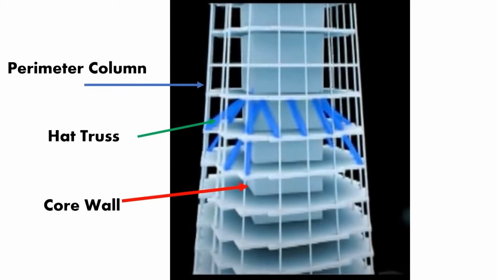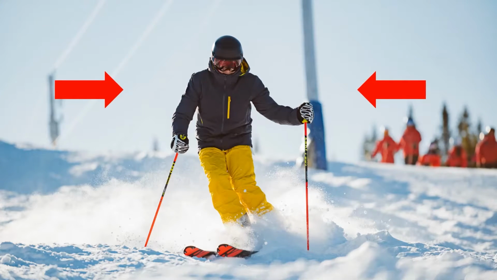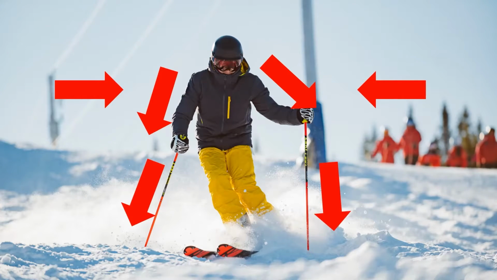To take lateral load, engineers designed a head truss at levels 66 to 67. The head truss distributes lateral load applied to the core to the perimeter columns, so it reinforces the lateral strength of the building. It is like a ski pole. When you are skiing, something pushes you laterally. Your arm is the head truss and the perimeter column is the ski pole.